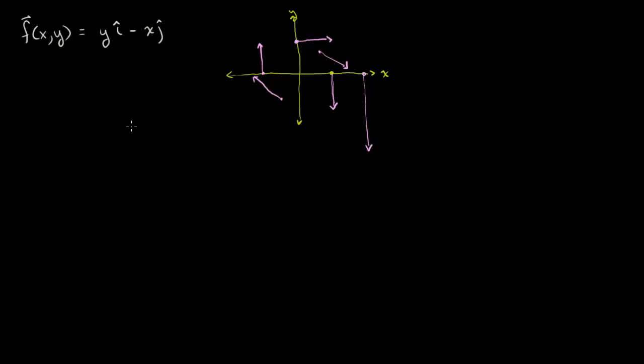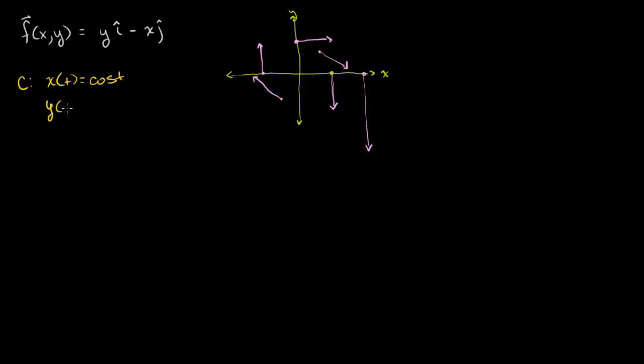Now, in that field, I have some particle moving. And let's say its path is described by the curve C. And the parametrization of it is x of t is equal to cosine of t.